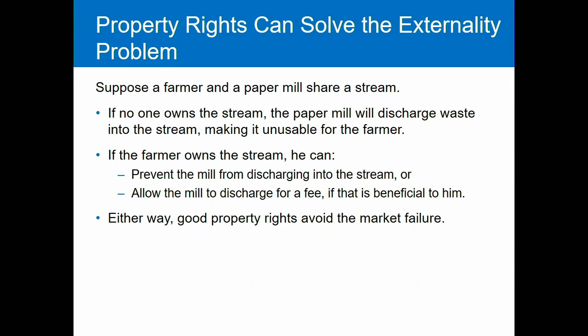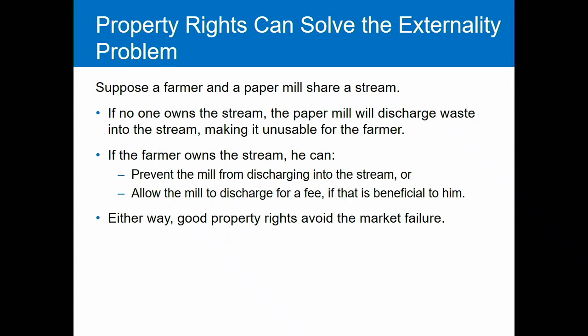The example he used is a farmer and a paper mill, both sharing a stream. If the stream is unowned by either party, the paper mill will discharge its waste into the stream. But if they do this, then the farmer can't use it. It's full of pollution, he's not going to be able to use it to water his crops. It's going to kill the crops.